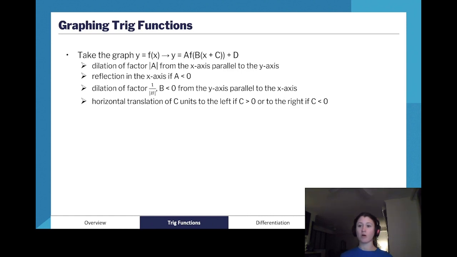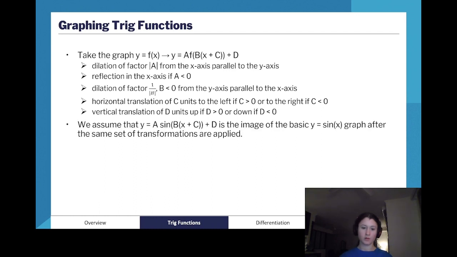We have a horizontal translation of c units to the left if c is greater than 0, or to the right if c is less than 0. We have a vertical translation of d units up if d is greater than 0, or a vertical translation of d units down if d is less than 0.